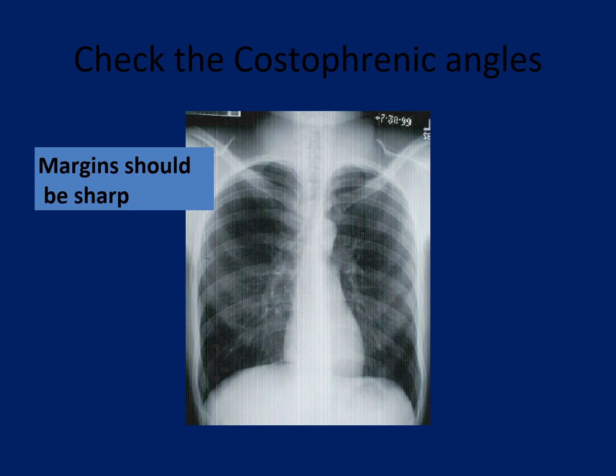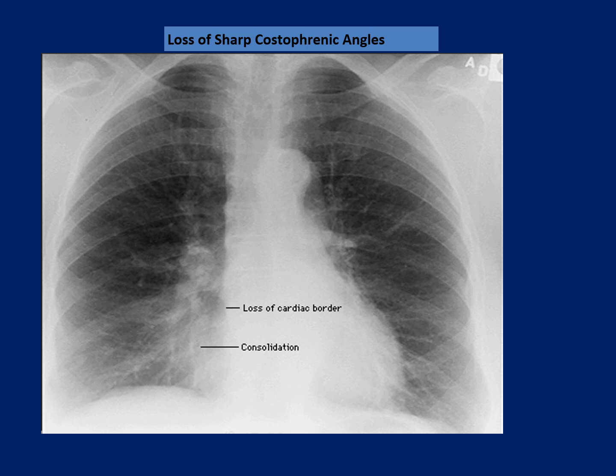Your margin should be sharp, so this is what they're talking about on those costophrenic angles. So here's your costophrenic angles right here. Oh, here's kind of like your carina, right about here. You'll get kind of used to it after you've seen more x-rays. Again, here we've lost the cardiac border, showing some consolidation here on the right side, this whole fuzzy part.